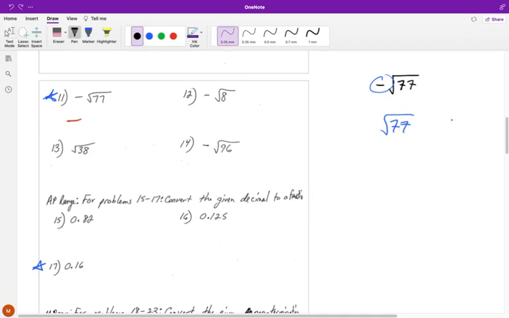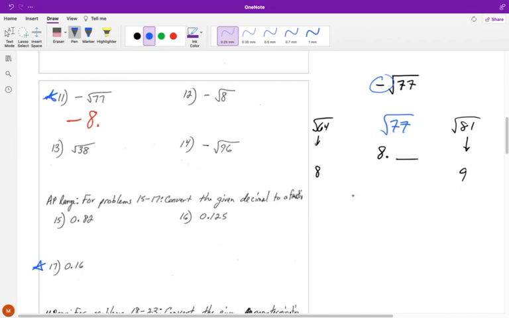So I'm looking and say, okay, well, where does 77 fall in between? Well, it falls in between the square root of 81 and the square root of 64. Square root of 81 we know is 9. The square root of 64 we know is 8. So we know that this answer then is going to be 8 point something. Now we know it's going to be negative 8 point something, which is why we put that negative to begin with. And now we don't have to worry about that again.